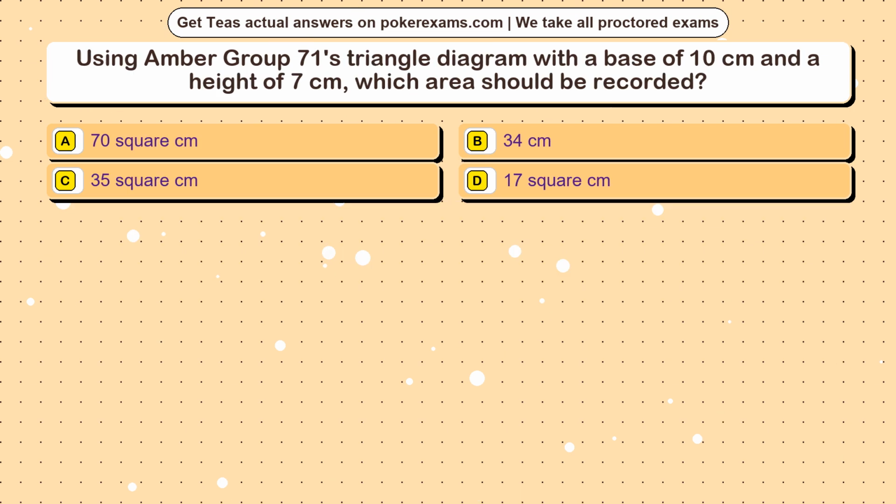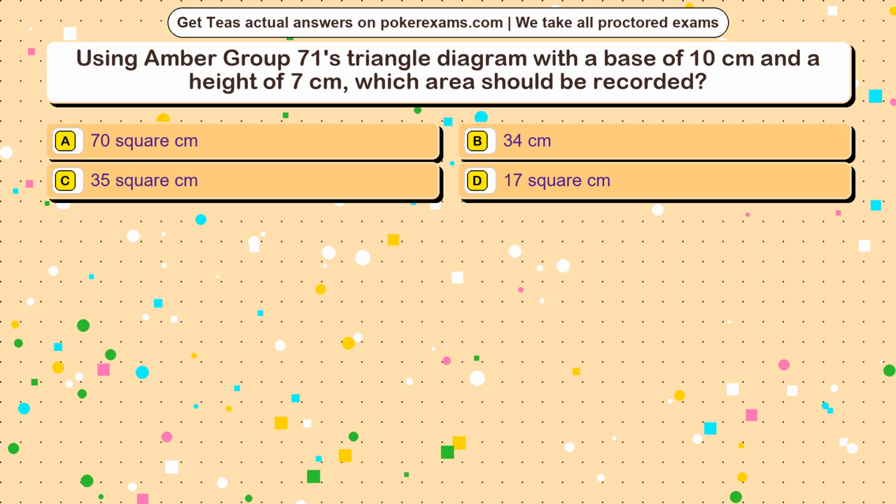Question 10. Using Amber Group 71's triangle diagram with a base of 10 cm and a height of 7 cm, which area should be recorded? Option A, 70 square cm. Option B, 34 cm. Option C, 35 square cm. Option D, 17 square cm.